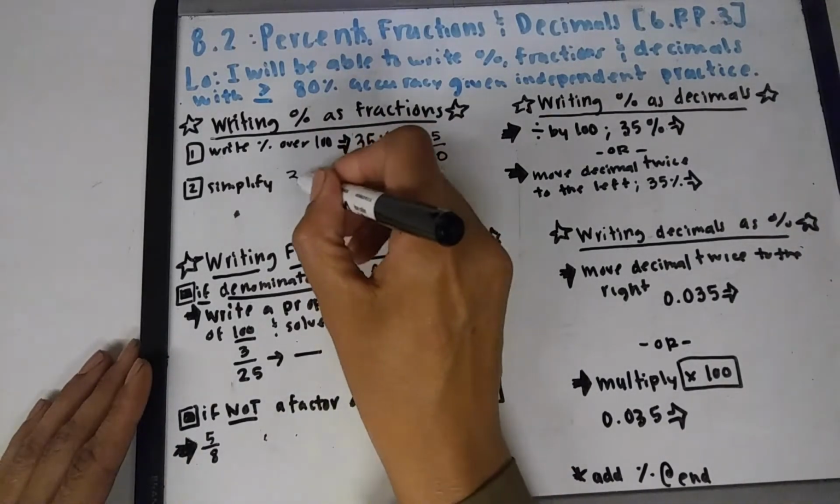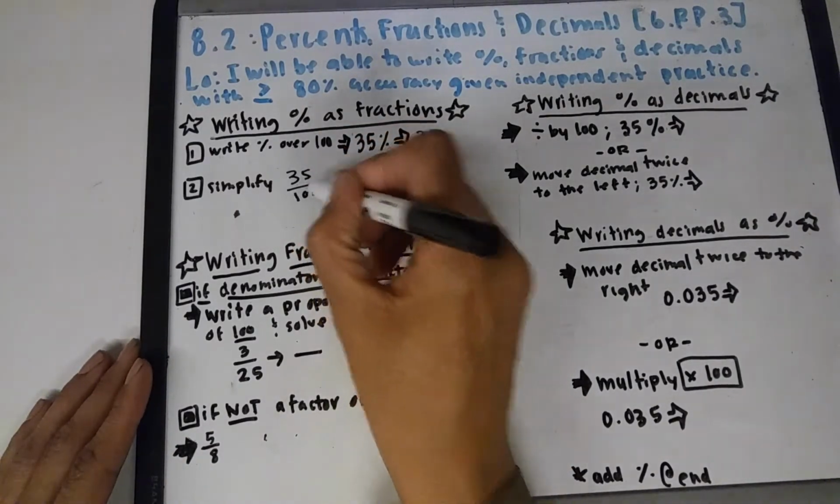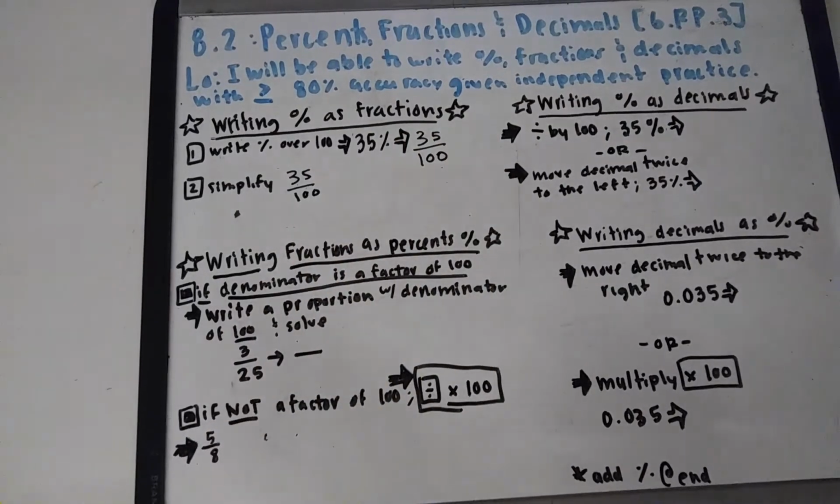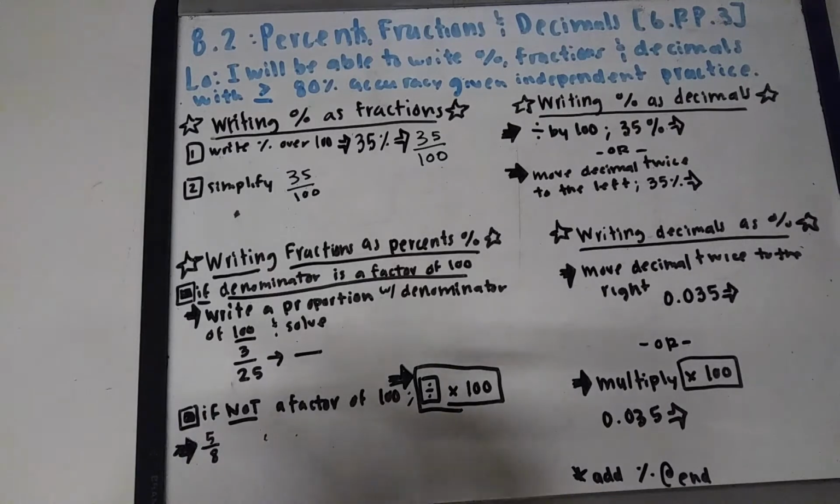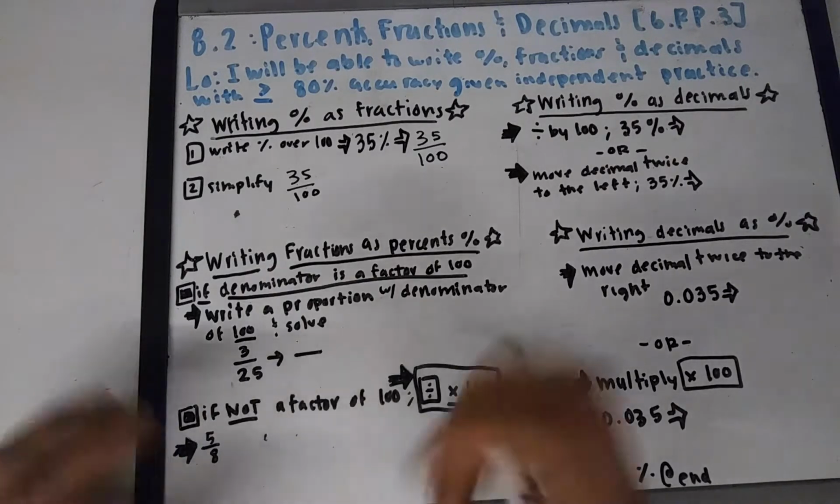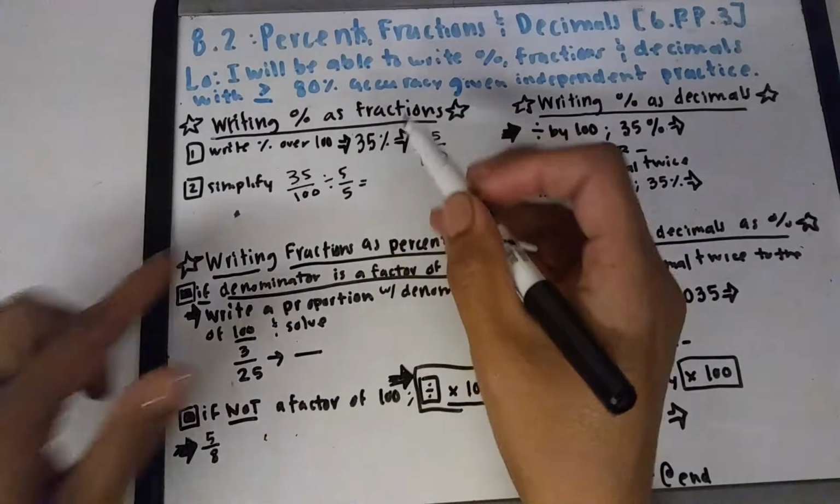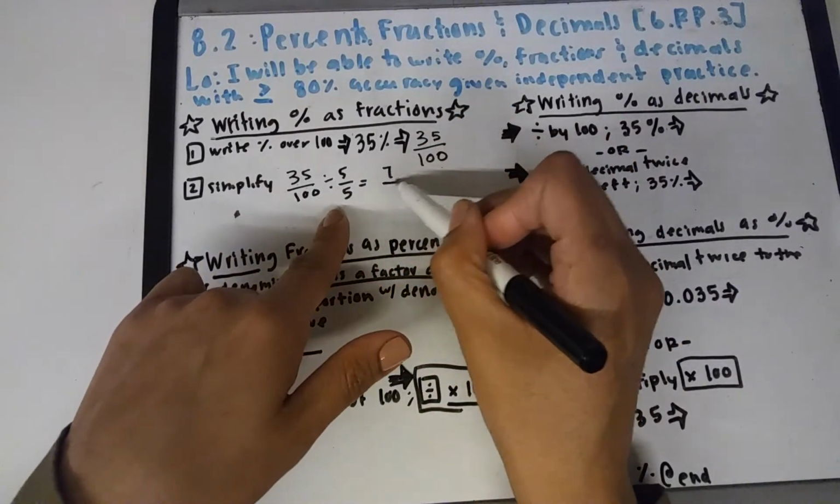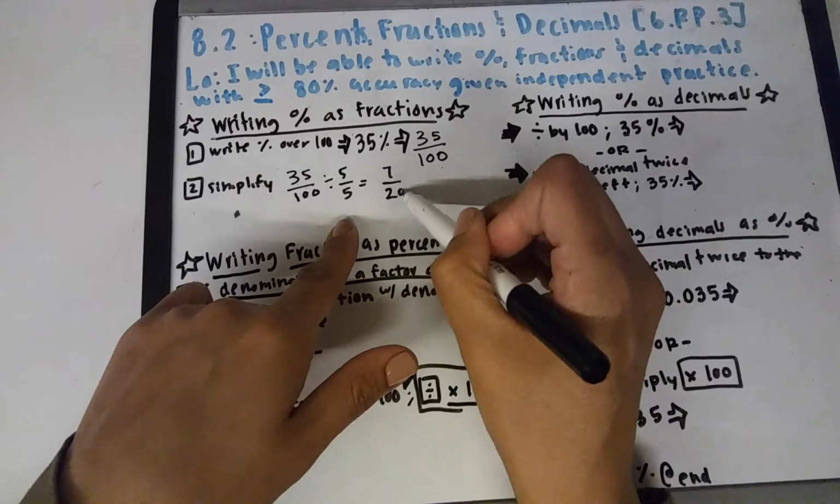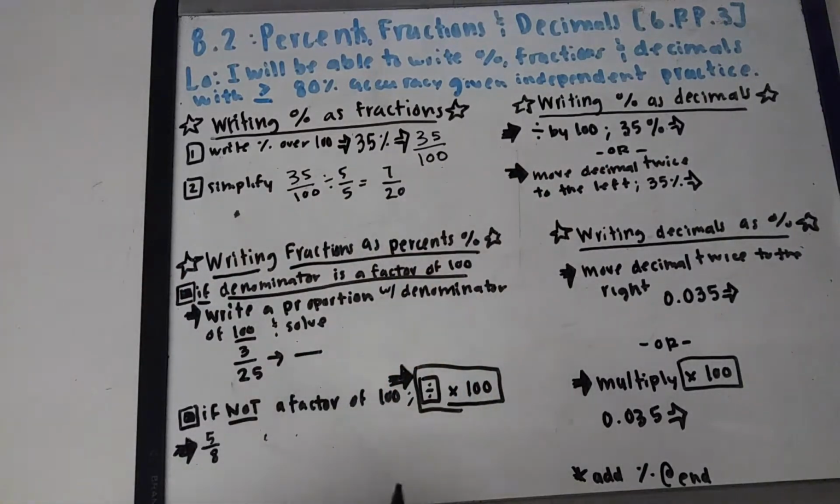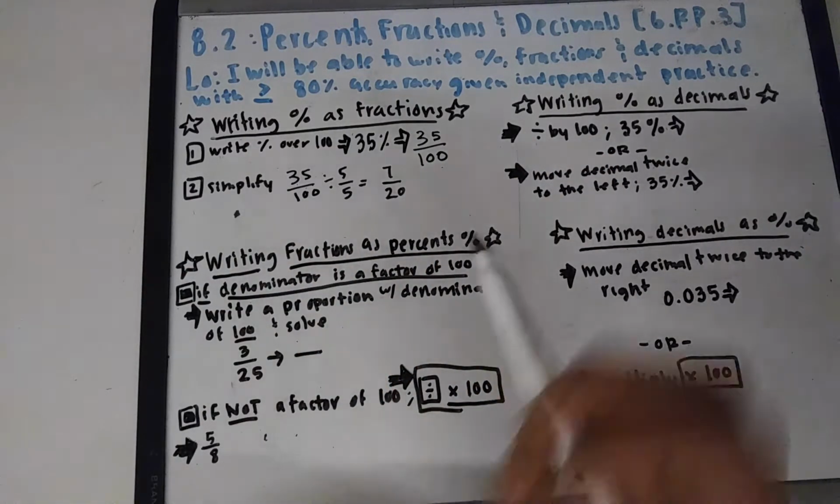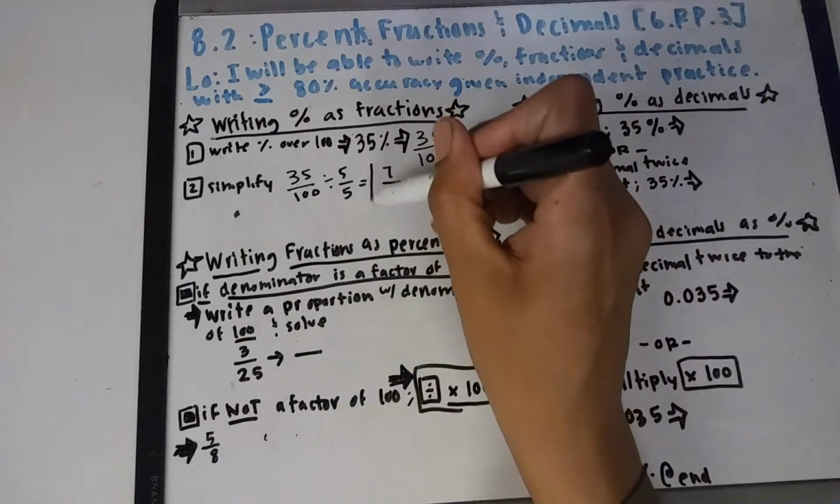So I'm going to take 35 over 100, and then I'm going to look at the common factor between 100 and 35, which is 5. Remember, any number that ends with a 0 or 5 is divisible by 5. So I can divide by 5 on both top and bottom. 35 divided by 5 gives me 7, and 100 divided by 5 gives me 20. And 7 and 20 do not have another common factor but 1. 7 is a prime number, so then I'm done there.